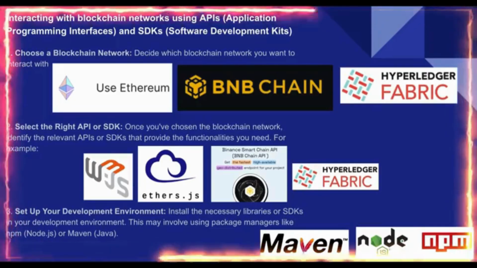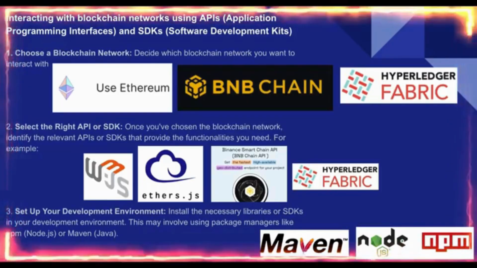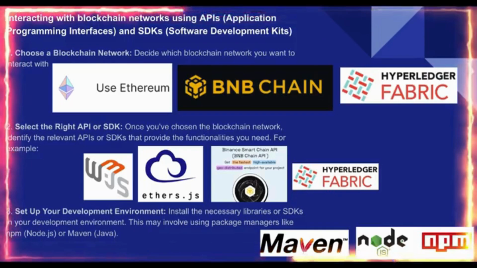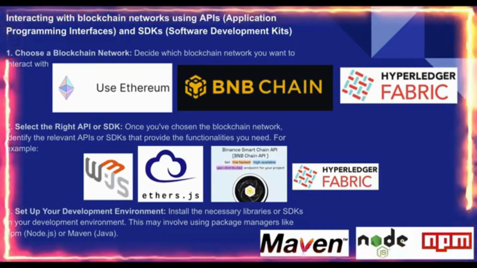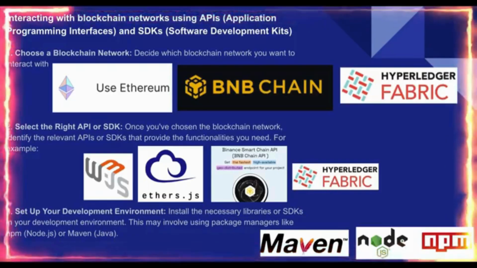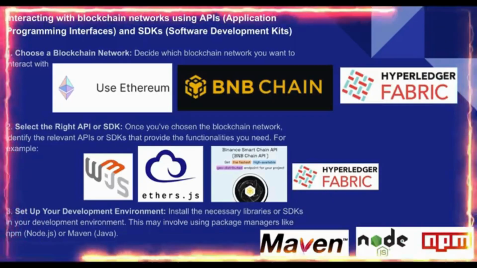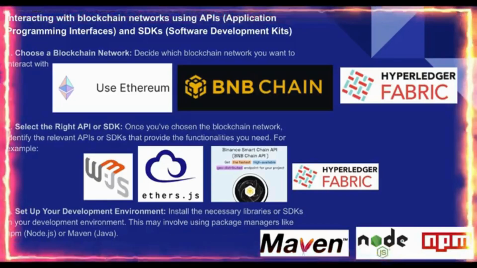Number 1. Choose a blockchain network. Decide which blockchain network you want to interact with. This could be Ethereum, Binance Smart Chain, Hyperledger Fabric, or any other blockchain platform. Different networks have different APIs and SDKs available, so your choice will depend on the project's requirements.